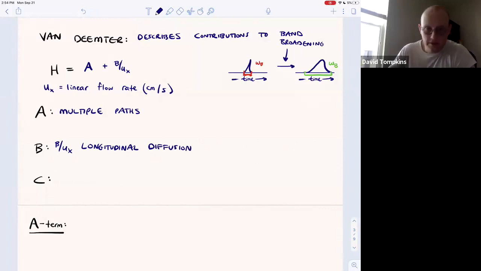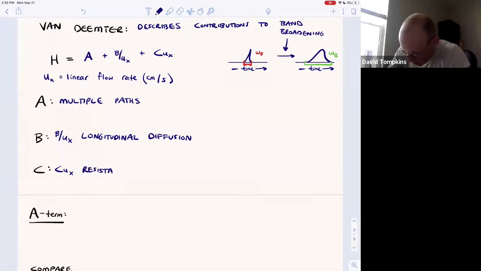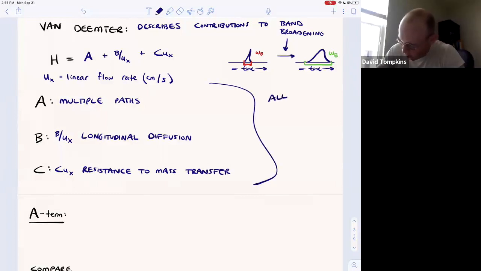And finally, the third term that contributes to band broadening or peak widening is the C term, which is referring to a linear dependence on flow rate. And this is known as resistance to mass transfer. So all of these terms are going to cause band broadening.